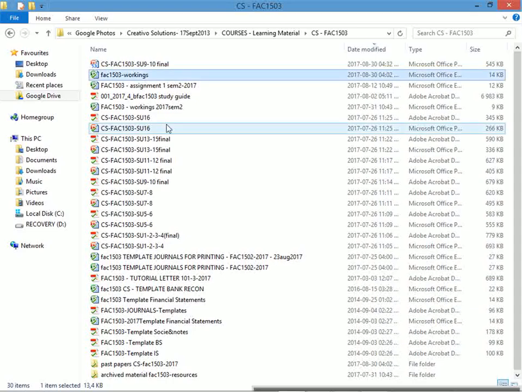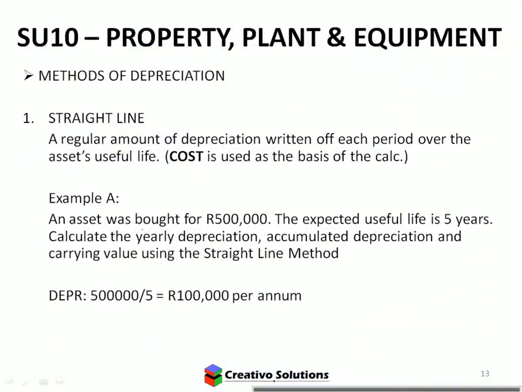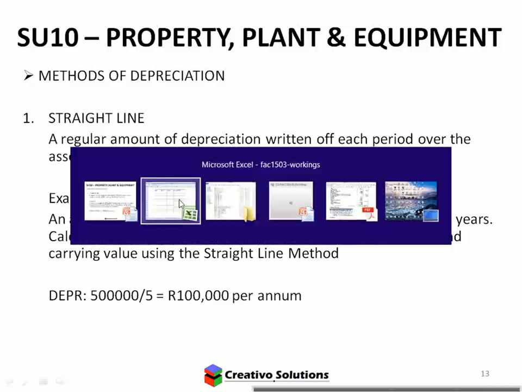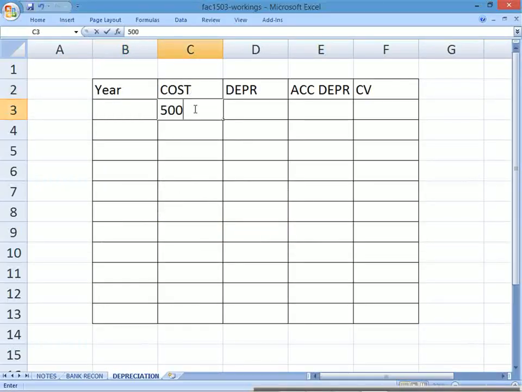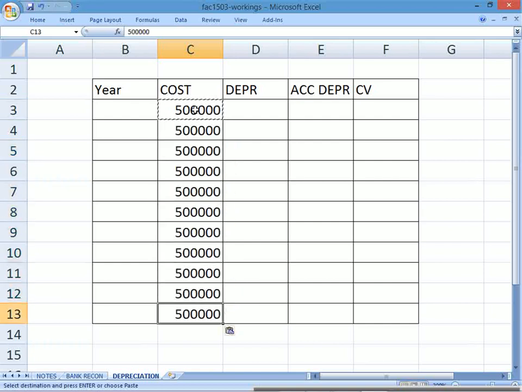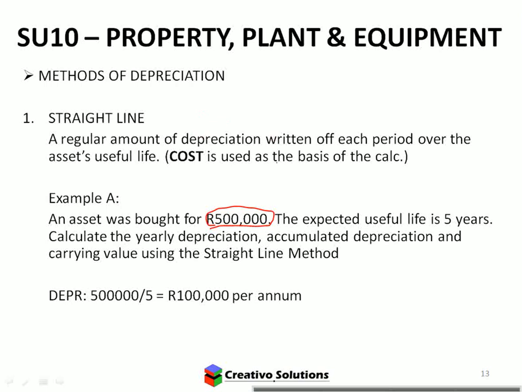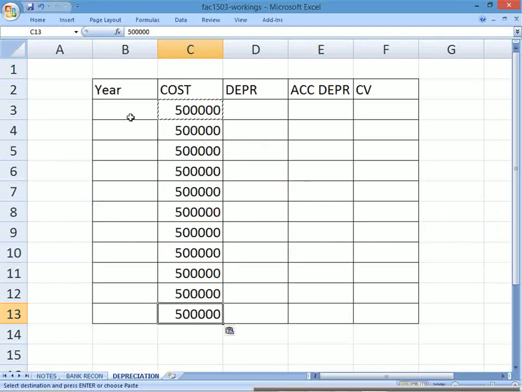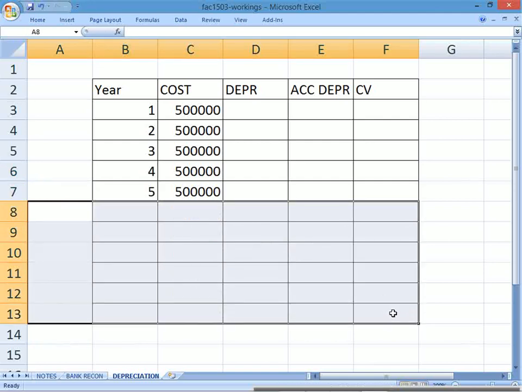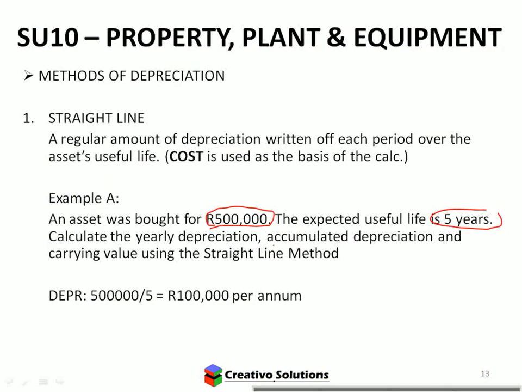Okay, so example number 1. The asset was bought for 500. What does that represent? The cost of the asset. Is that going to change? No. Okay, it's going to be 500,000 forever and ever. How many years am I going to be depreciating this for? 5 years. So I'm going to have year 1, year 2, year 3, year 4, and year 5. How much is the depreciation? Well, it's 100,000 per annum.